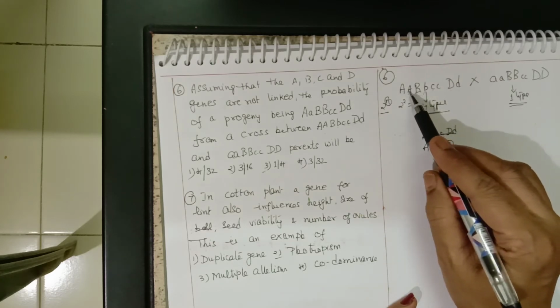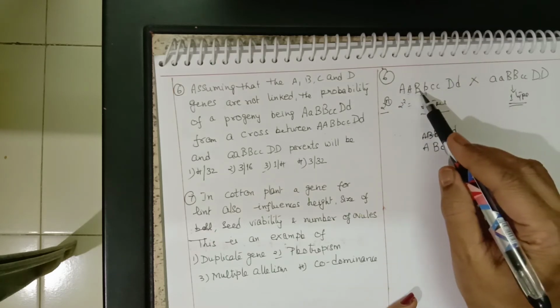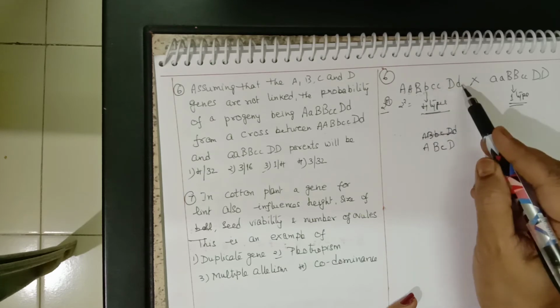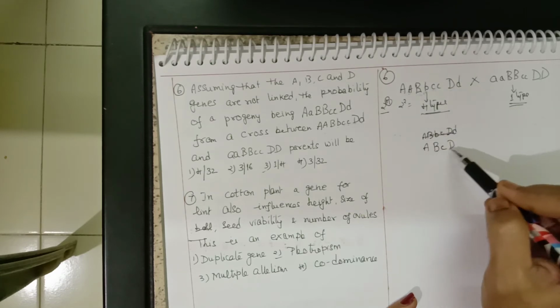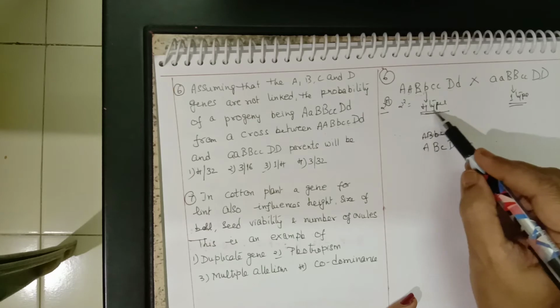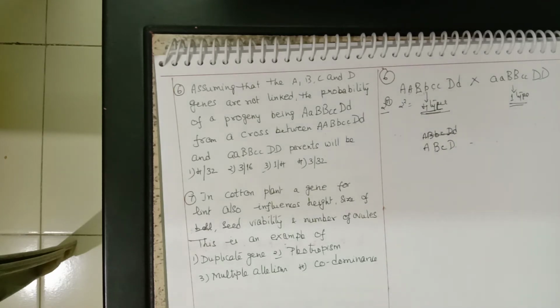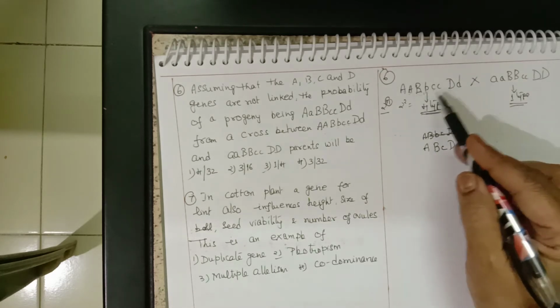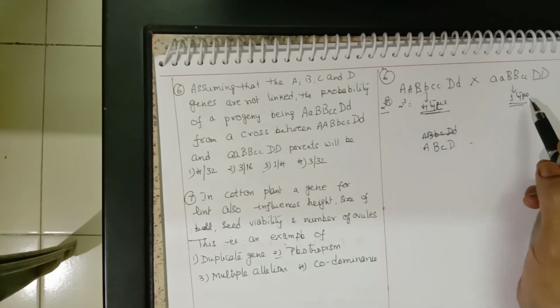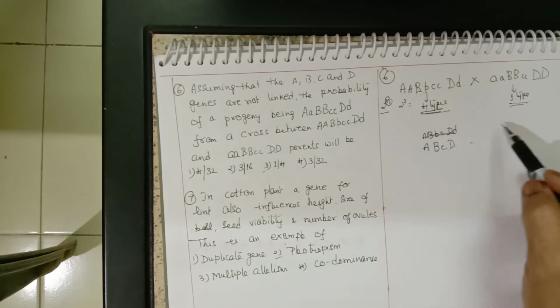Again you will take another one, capital A, capital B, and then you will get small c, small d. In this way, when you start writing, here you will get 4 types of gametes. So a simple shortcut: two heterozygous conditions give 4 types of gametes, and here only 1 type of gamete. So when you cross them, you get 4 different genotypes.